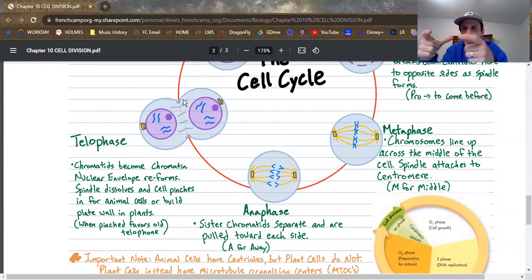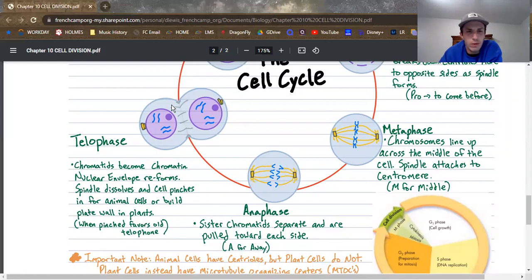What's going to happen is in that rectangular space, they'll just actually build a new wall and make new cells. So that's one difference. One of the differences we'll talk about between plant and animal cells is that animal cells will actually, during telophase, have that cleavage furrow, is what that's called, and pinch in with those actin filaments.